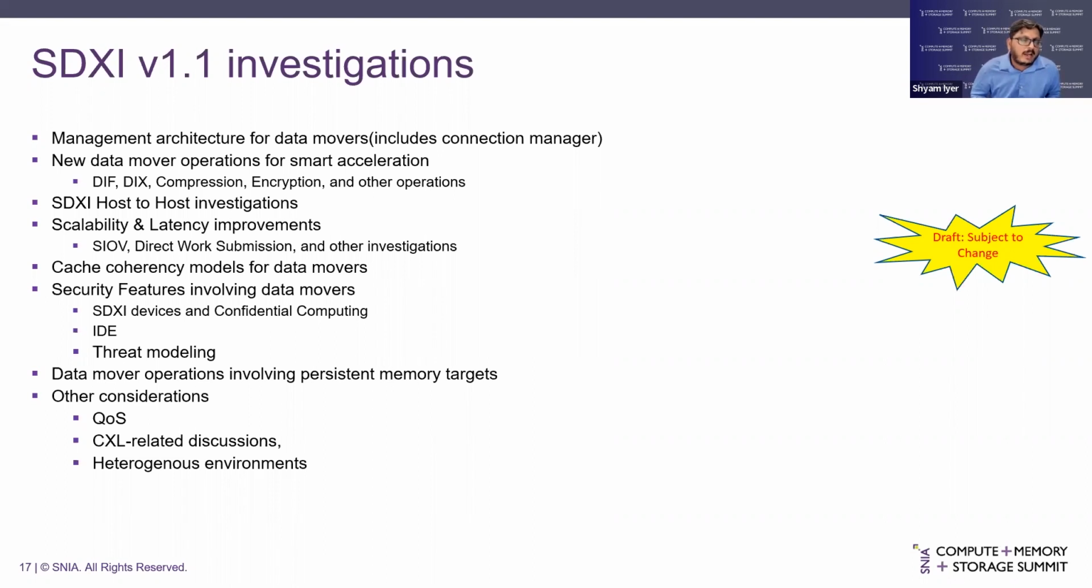The fourth bullet is about how we are going further than what we defined in 1.0 in terms of what kind of improvements we can do. We're doing investigations around direct work submission, SIOV, or other kinds of models, which will further improve our performance whenever these implementations show up. We are considering what kind of cache coherency models we need to have for these data movers.